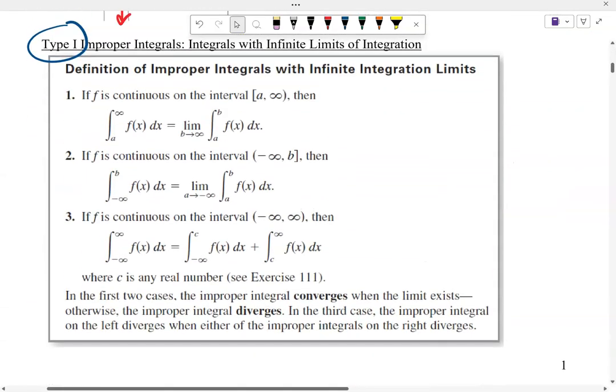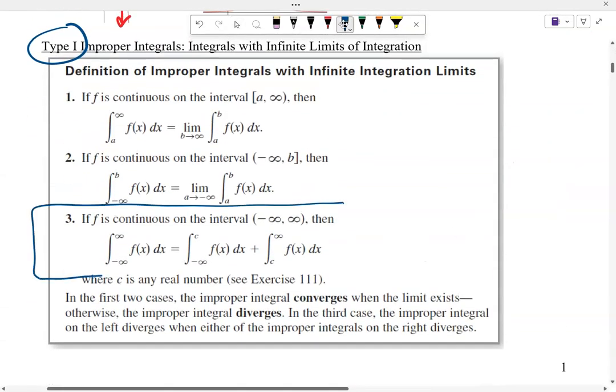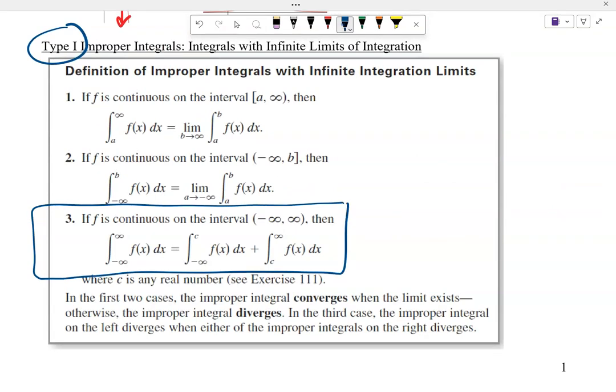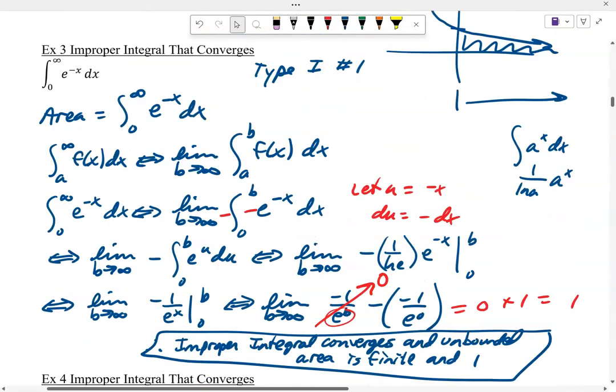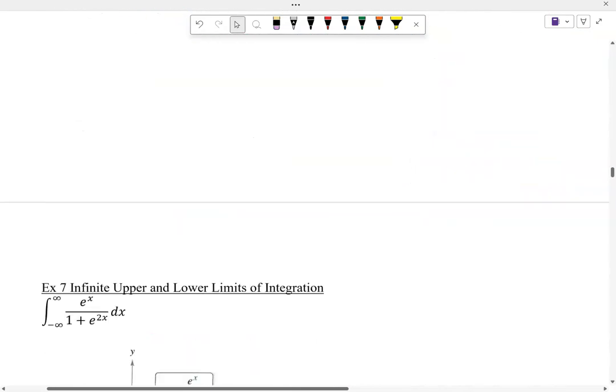This is type 1, but this is a number 3 right here. We're going from negative infinity to positive infinity. So what we're going to do is split it up. We're going to go from negative infinity to c, and then from c to infinity. You're just going to take c as some convenient value on there, and then you're going to examine it.